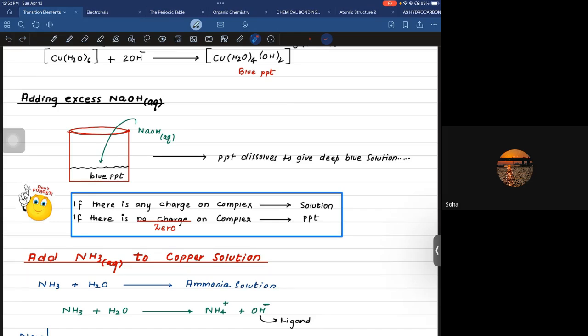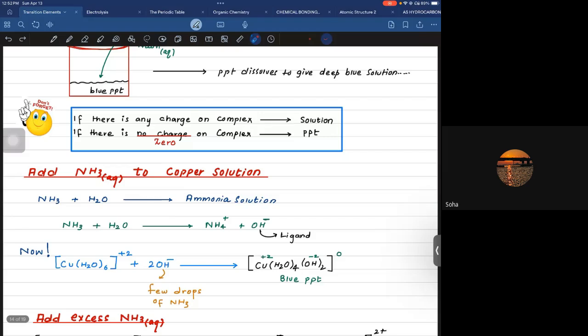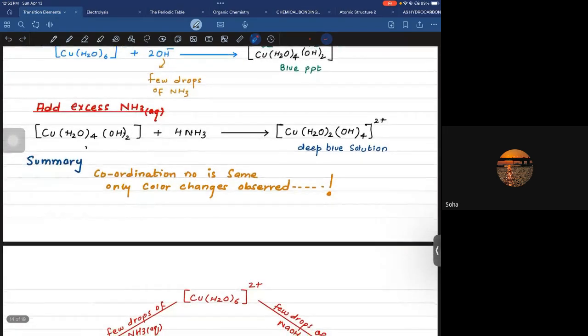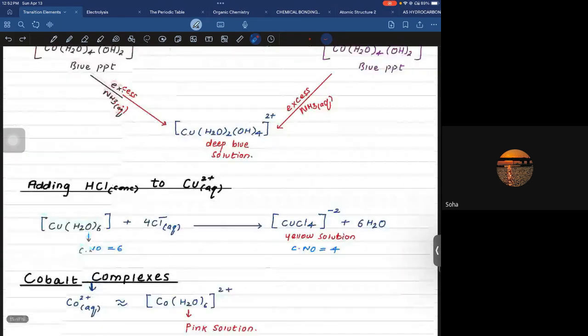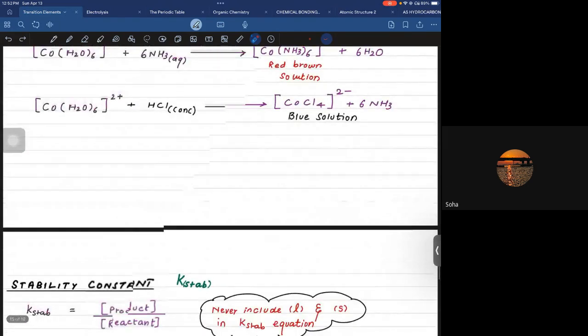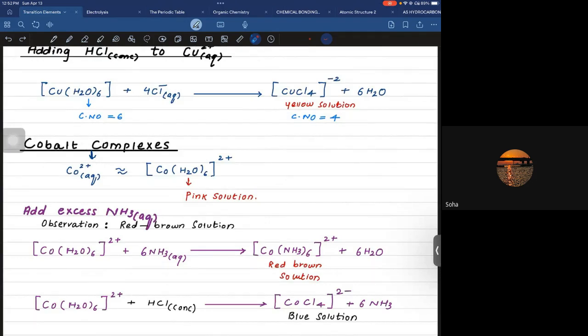And then next he would be asking to add a few drops of ammonia into the complex. And then he would be asking, we are adding excess ammonia, then what would be the color? Then what would be the type of reaction? Then he would be asking to add a few drops of HCl. This is all about the copper complexes. Same goes with the cobalt complex, the chromium complex, the nickel complex. So that's the key point that we have to discuss. Okay.